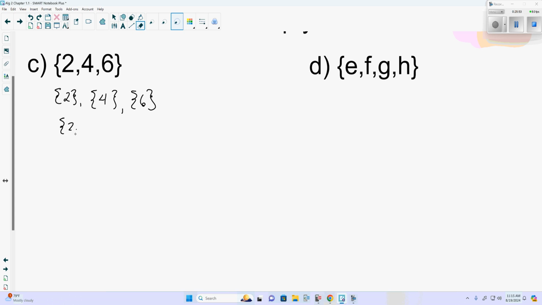So 2, 4, 2, 6. And again, I always start with 2, because I start with that first one and do every combination of 2 with it. So we have 2, 4, 2, 6. So that's it with 2, yes? And then 4, 6.